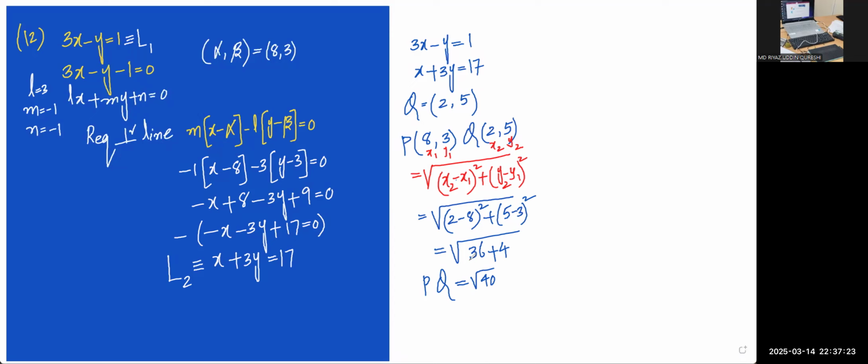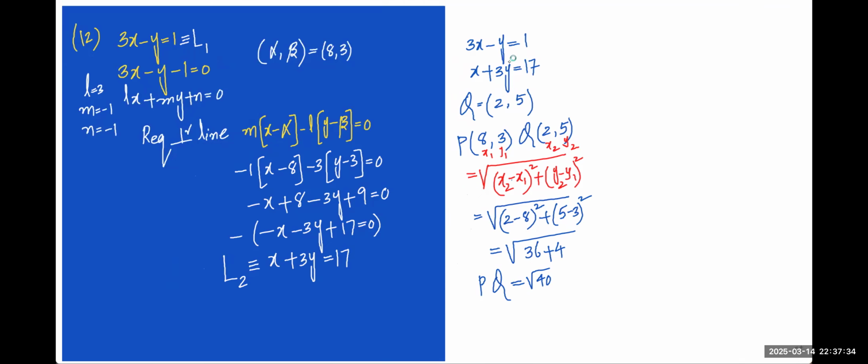Fourth bit. Write down the equation of the circle that has P as the center and L1 as a tangent. Now, just imagine one figure here. Suppose it is a circle. Okay. P is the center here. Suppose that P is the center. Center value is 8 comma 3. And line L1 is a tangent.